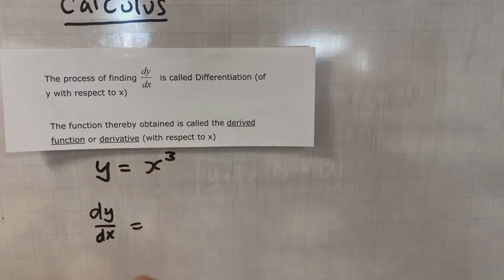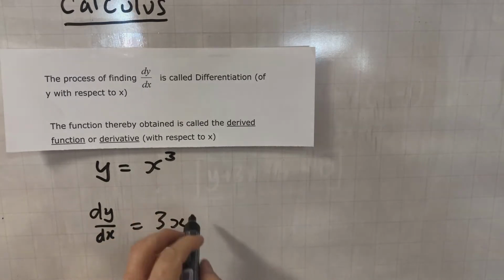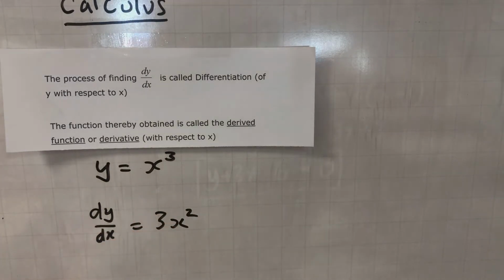You bring the power down and you take one off the power. So the differentiation of x cubed would be 3x squared.